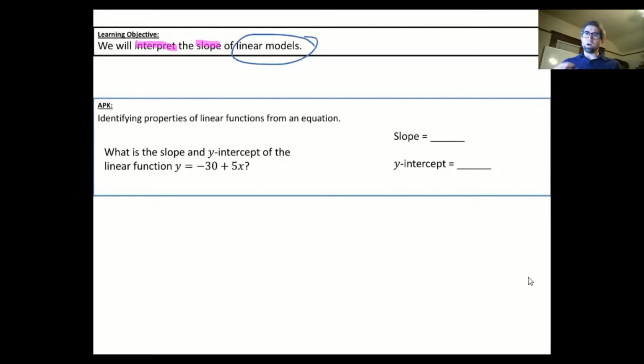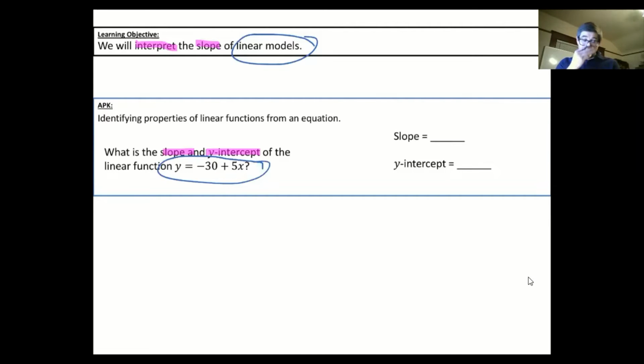It says, what is the slope and y-intercept of the linear function y equals -30 plus 5x? Over here I can see that I have slope and y-intercept. When I look at this equation, I see a -30 and then a positive 5 being multiplied times my x term.